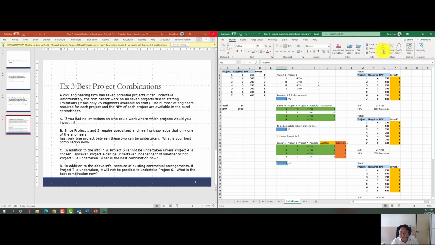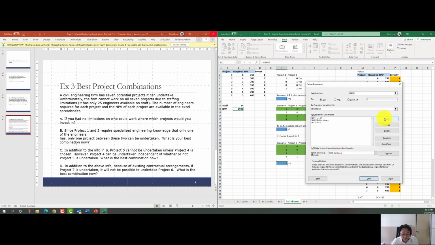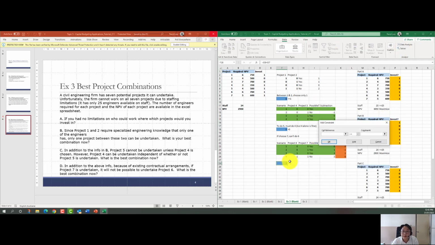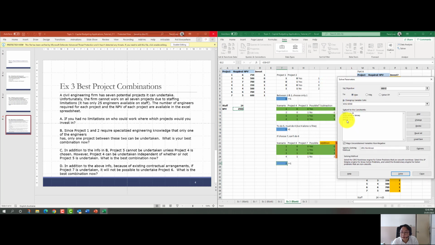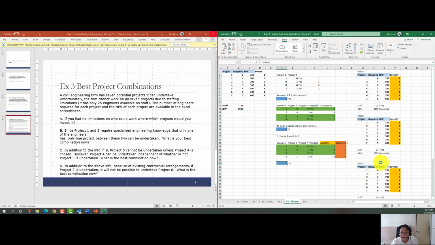We're going to go into solver again, and now we add another condition that this one here has to be less than or equal to 1. Now what we see over here, we have the condition that if you choose 7, you can't do 6, which is F28. The condition of F18, which is to do 5, you must do 4. And the rest of them stay the same. We click on solve.